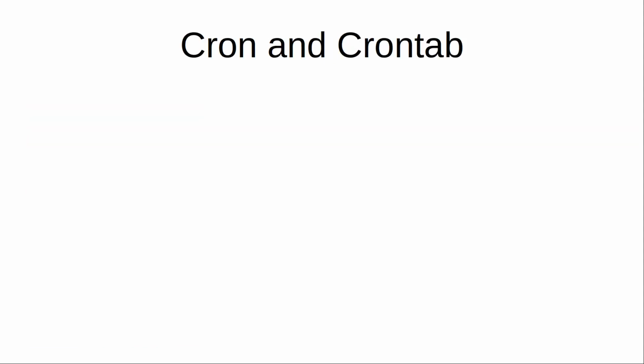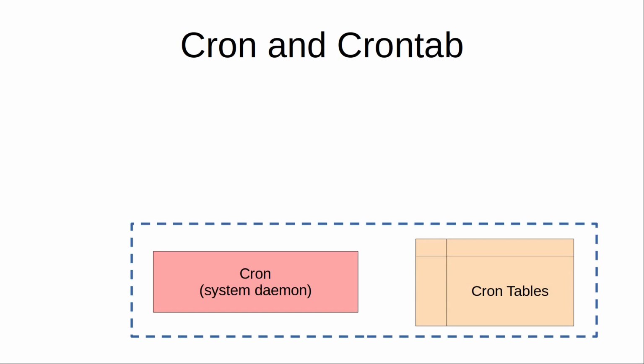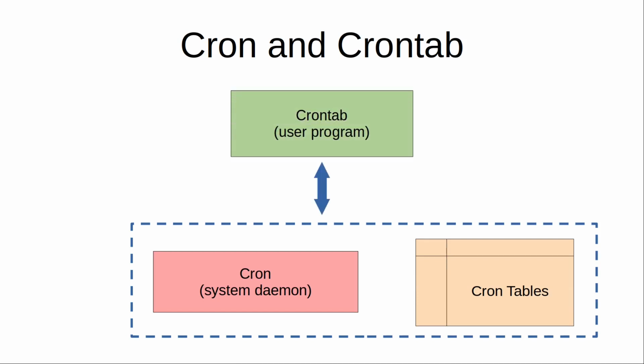So crontab is actually the name of the program used to interact with cron, but really it's cron that does the important work. Cron is the system daemon that runs on the system. It reads the values from the cron tables. But updating cron and editing the cron tables is done through the program crontab. So you may hear people using cron or crontab interchangeably, but I just wanted to make that distinction clear here.